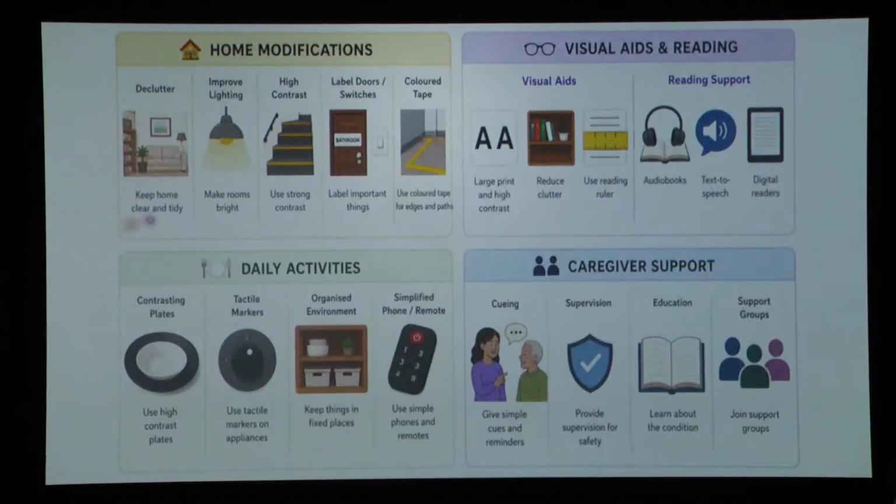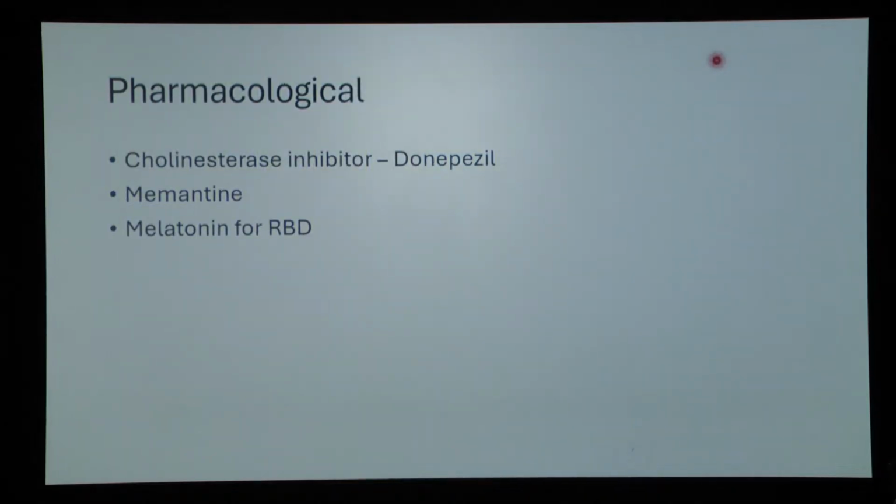These were a few modifications we have advised the patient: declutter the home, improve the lighting, increase contrast, use contrasting plates, and for reading we have advised visual aids and reading support. And for pharmacological management, a cholinesterase inhibitor, donepezil, memantine, and for her RBD, melatonin we have advised.